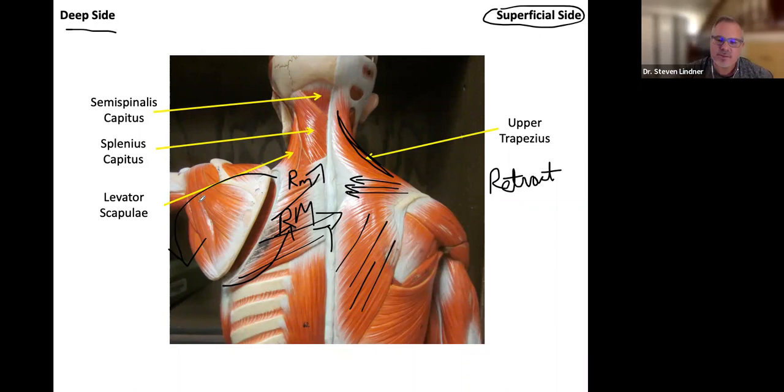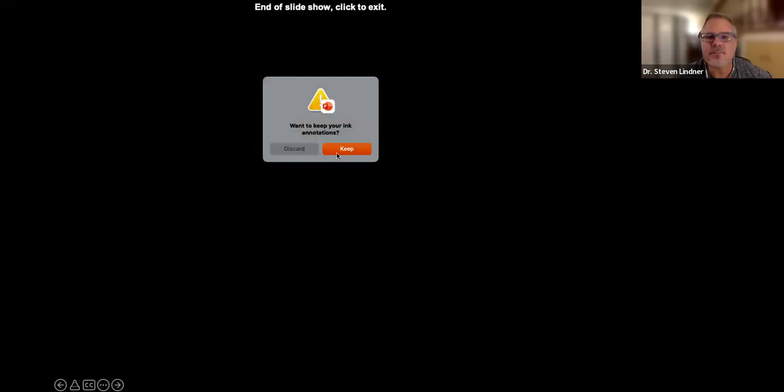The downward rotation refers to the glenoid cavity. Okay.